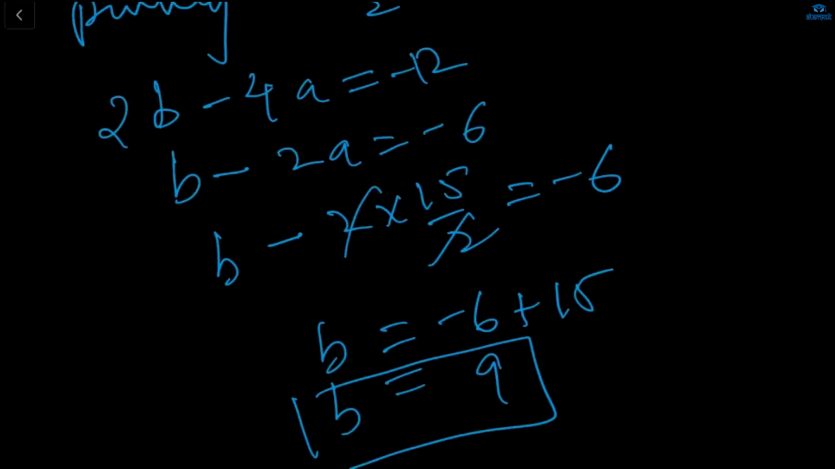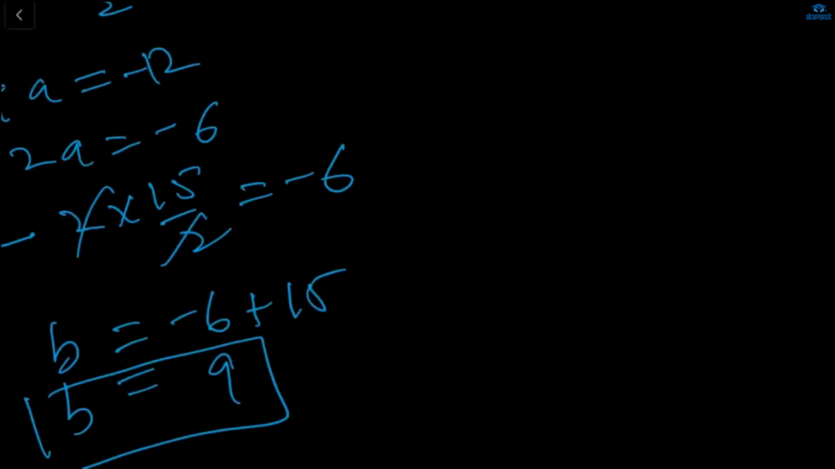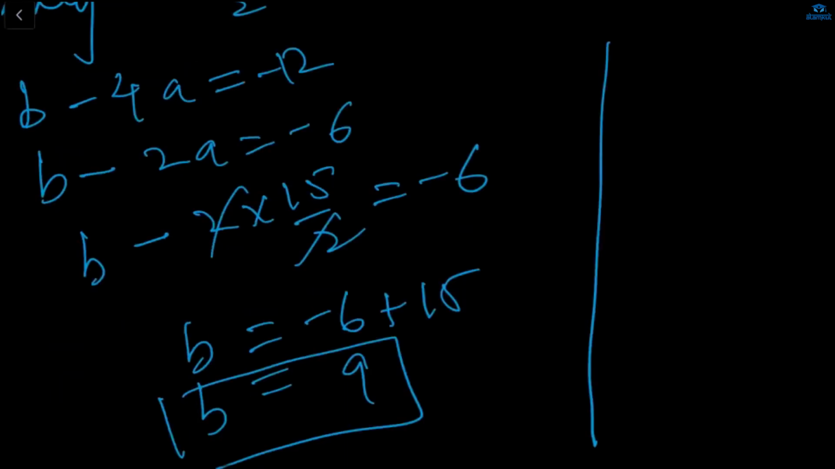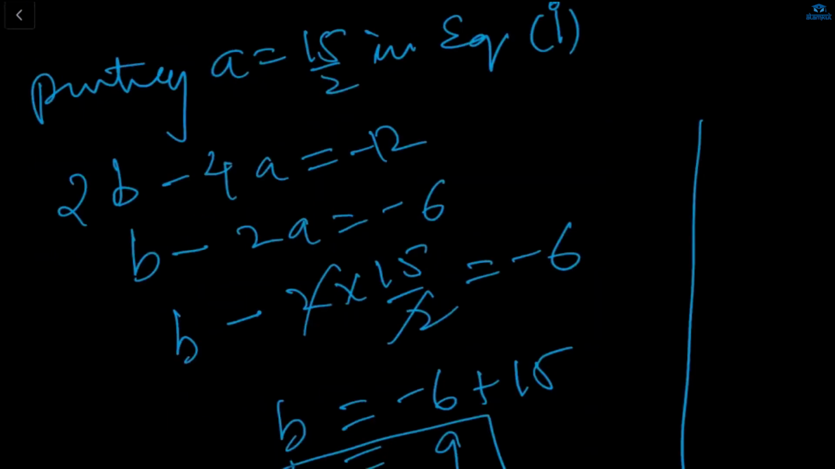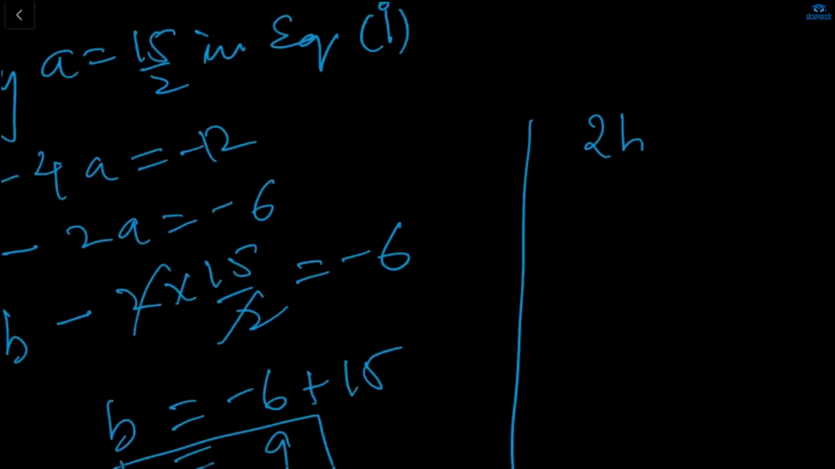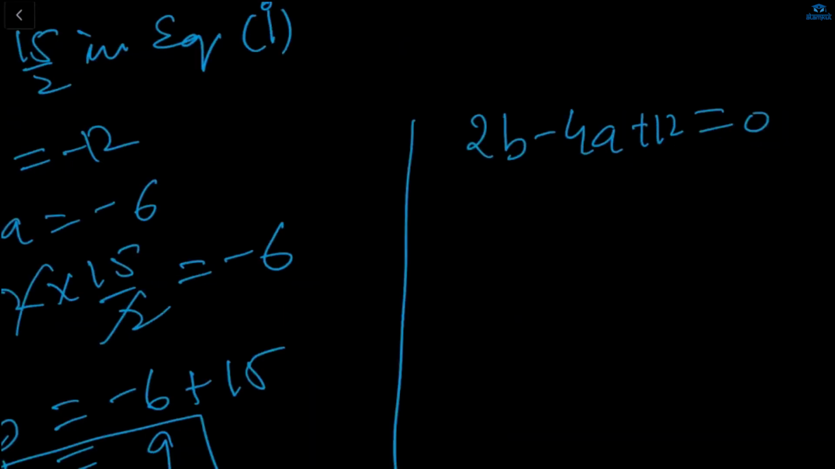That's 2b minus 4a plus 12. Ma'am, I'm using the standard form. No, if you're using the standard form also, it will not be wrong. So you'll get the same answer. You are putting the value in 2b minus 4a plus 12 is equal to 0, in this only. Yes, ma'am. Okay. So 2b minus 4 multiplied by 15 by 2 plus 12.